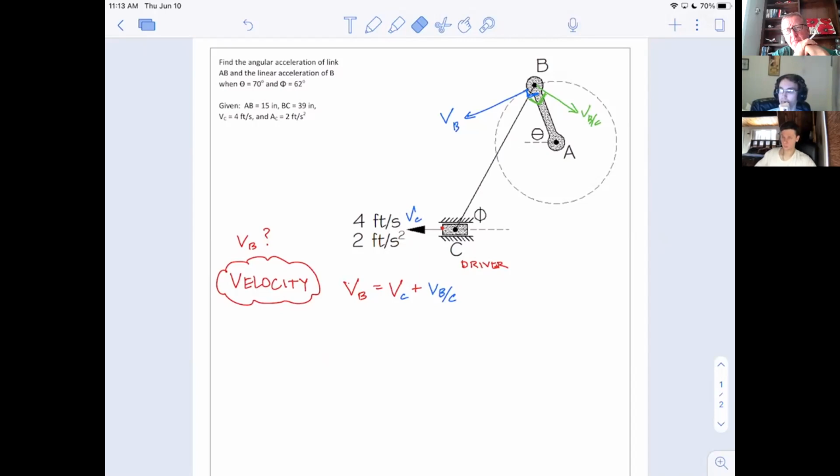What's the speed of B? What's the rotational speed of AB? What's the rotational speed of CB? I want to know all three of those. I find those all interesting. I don't know if I'll need them for other things, but I don't care. They're just interesting. I'll give you a minute.